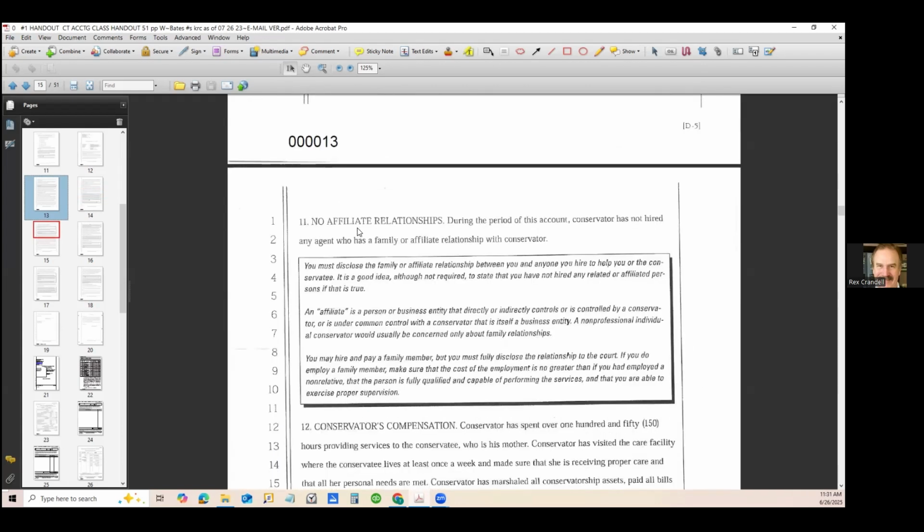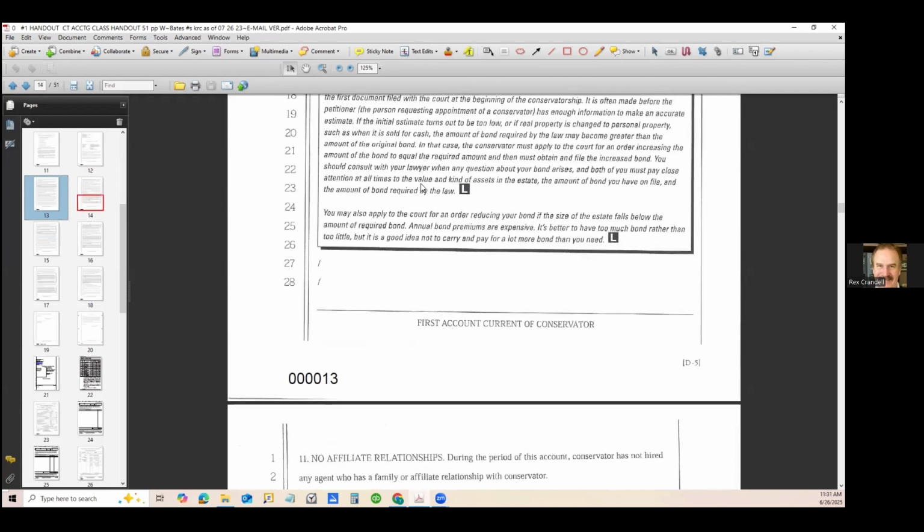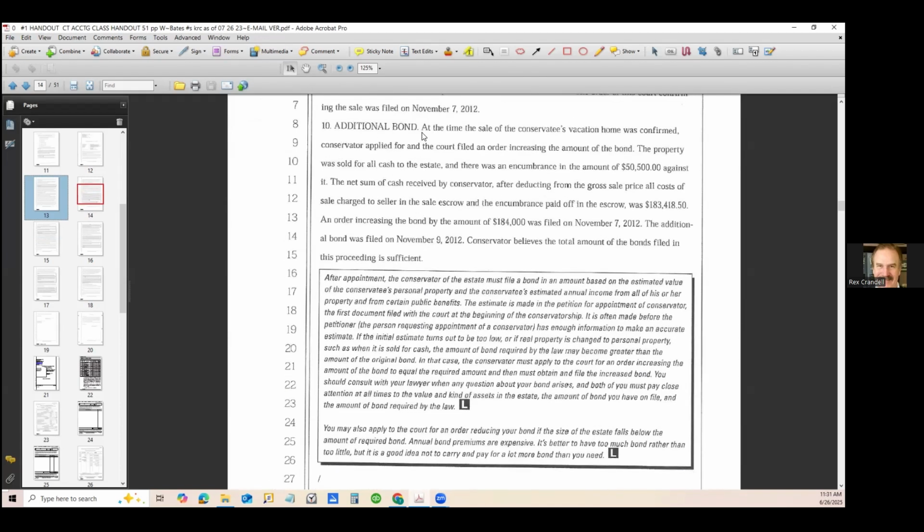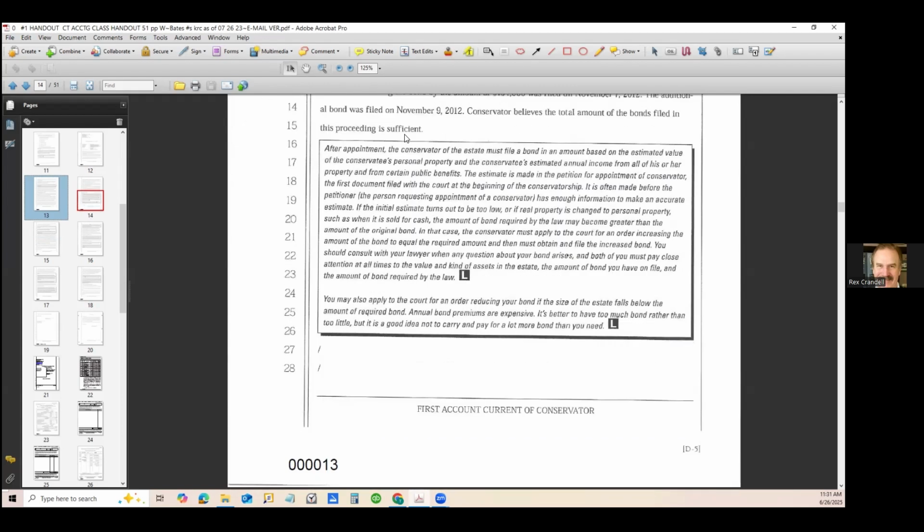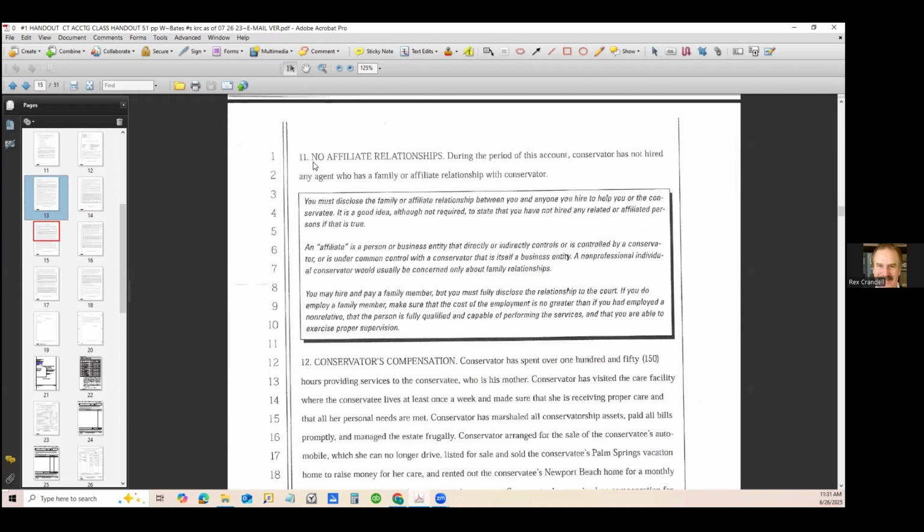Going down, number 11. So again, I'm sorry, I have to go back. Bond must be stated. It's not an optional category. It should be in the petition. No affiliate relationships must be in the petition.